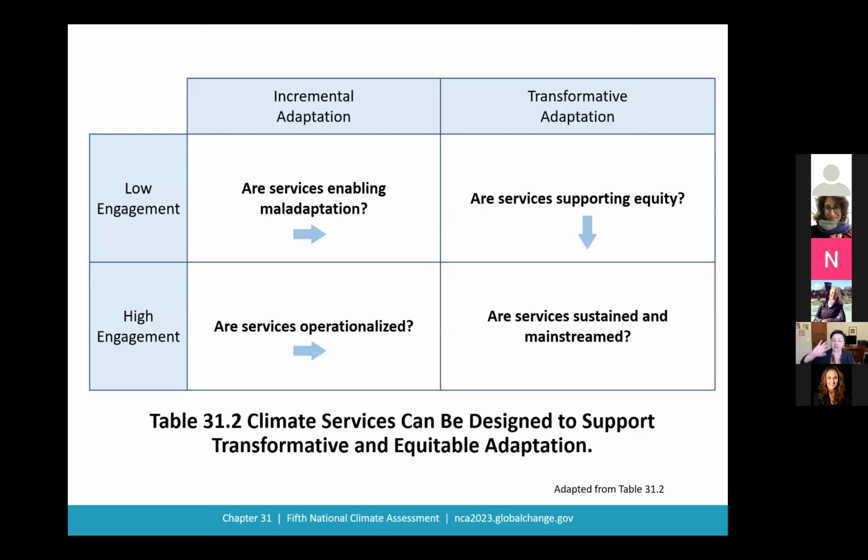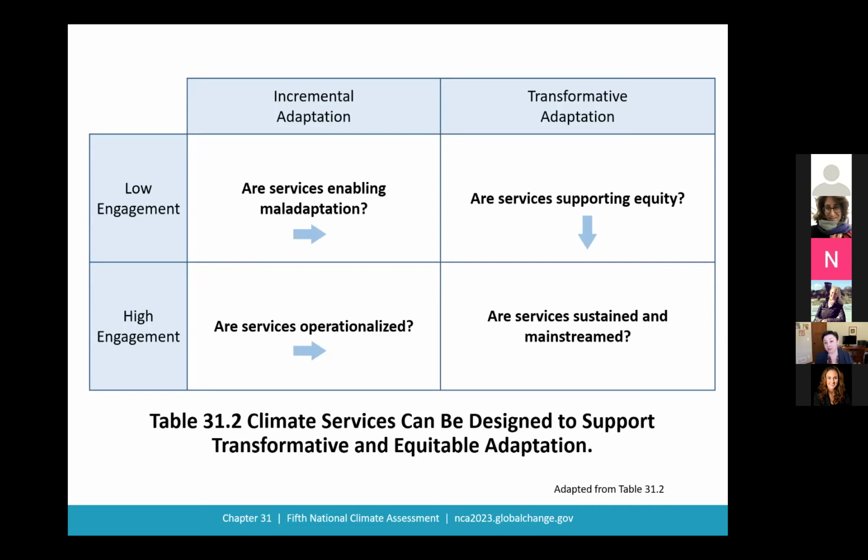Next, looking at that upper right-hand corner, a question to ask is, if scientists are informing decisions that have long-standing consequences, but not involving people who bear the consequences, are we really supporting equity? And in those cases, we need to consider services that remove barriers to participation in climate adaptation, including knowledge generation and whose knowledge matters.